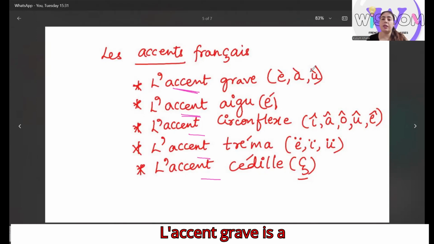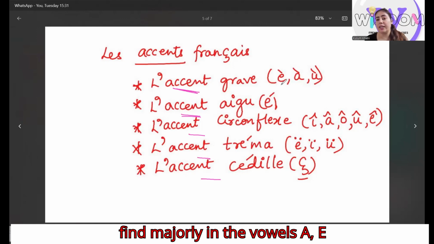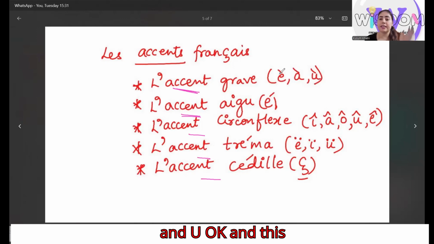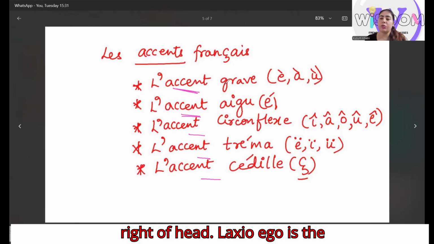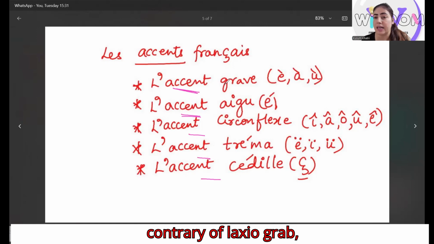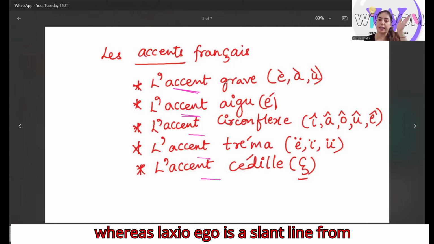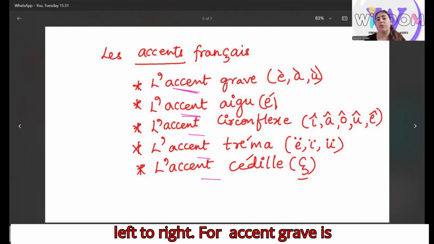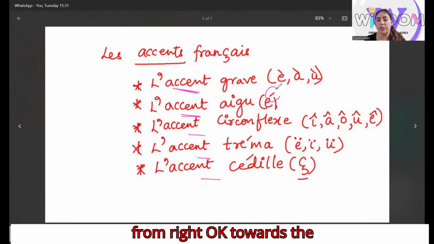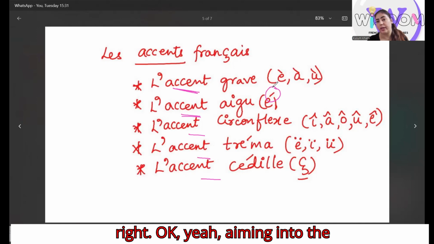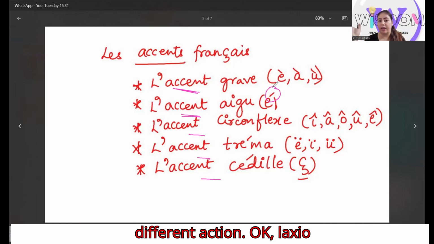L'accent grave is a line on the vowels A, E, I, O, U, but you will find it majorly on the vowels A, E, and U. L'accent aigu is the contrary of l'accent grave. Whereas l'accent aigu is a slant line from left to right, the accent grave goes from right to left, aiming in a different direction.